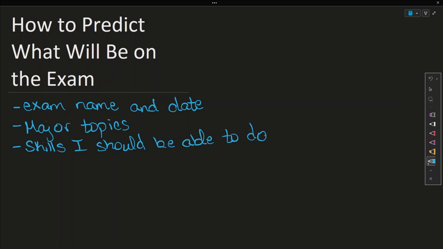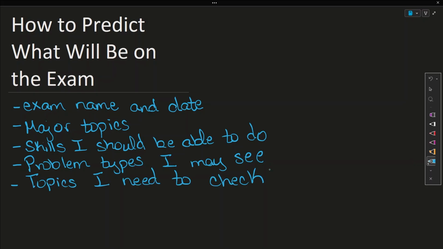The second section is skills I should be able to do. Be specific. Instead of writing "fractions," write "add fractions with unlike denominators, multiply and divide fractions, simplify answers, use fractions in word problems." The third section is problem types I may see. This could include equations, graphs, tables, word problems, applications, multiple step problems, explanations, formula problems.